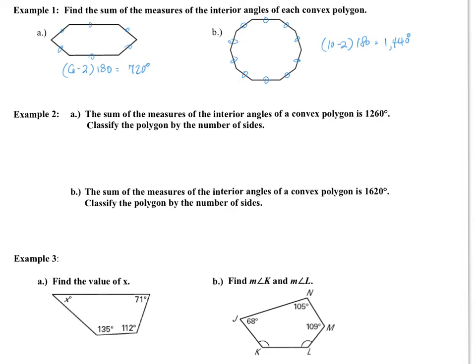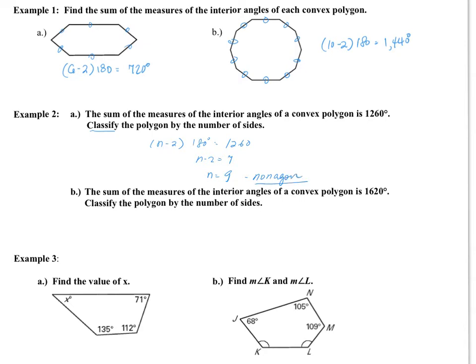Okay, example 2. The sum of the measures of the interior angles of a convex polygon is 1,260 degrees. Classify the polygon by the number of sides. So this brings us back to chapter 1. But first, let's calculate the number of sides given the total angle measure. So we have this as a setup, and then we could do n minus 2 equals 1260 divided by 180, which should be 7. So n should be 9. So a polygon with 9 sides is called a nonagon.